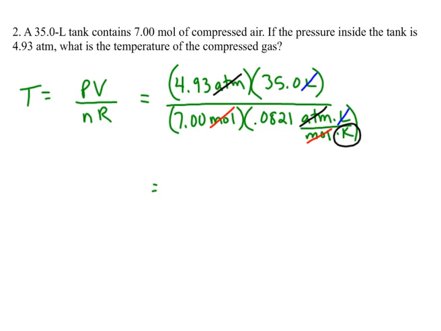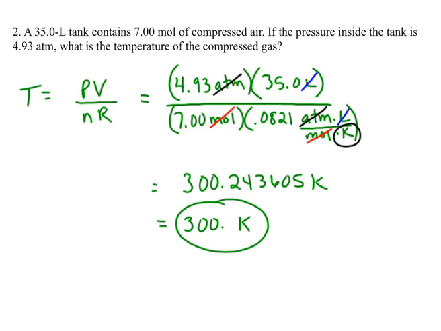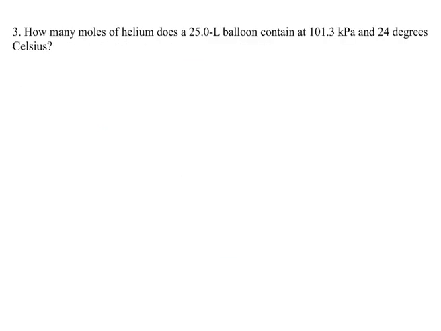I want you to make sure you're trying this in your own calculator to verify that you get the same answer I do. The calculator spits out this number, 300.243605 Kelvin. All of our measurements in the original problem had 3 sig figs, so we would want to round this to 3 sig figs, which would be 300., with a point to indicate that we want to keep all 3 of those digits significant. So that is our final answer for this second problem.